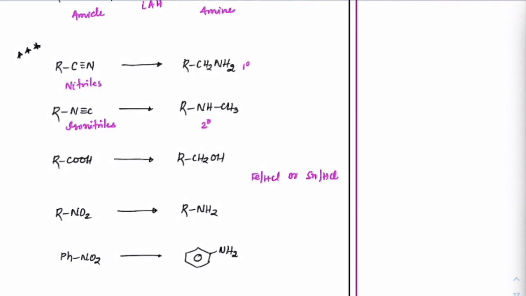So we have got another reagent now, lithium aluminum hydride, that is also converting nitro groups into amines. So whether it is an alkyl group or an aryl group, both will be converted into respective amines.